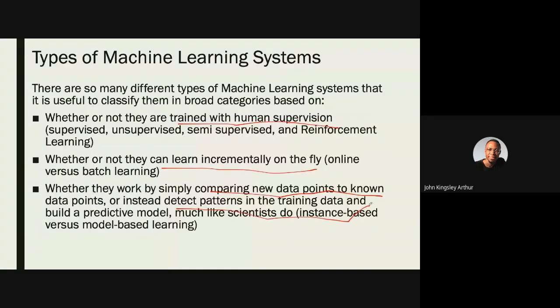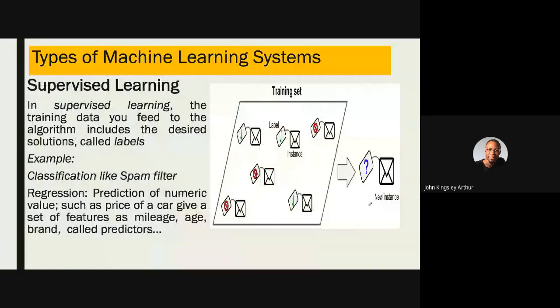So these are the three major categories of reasons for which the types of machine learning algorithms we are going to discuss are categorized. Okay, so number one, the very popular type frequently used is called supervised learning. Now, in supervised learning, the training data you feed to the algorithm includes the desired solution. Never forget this one.